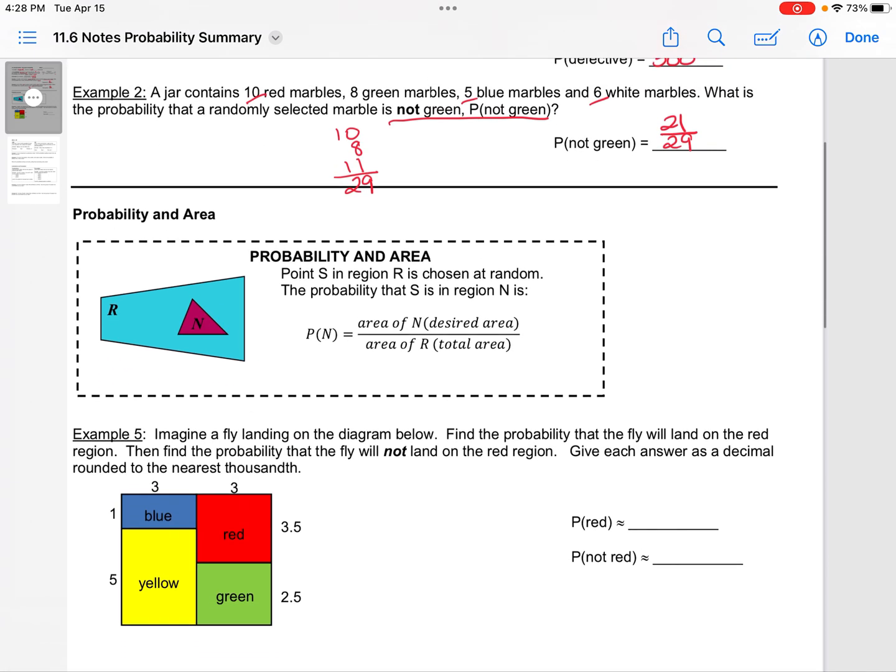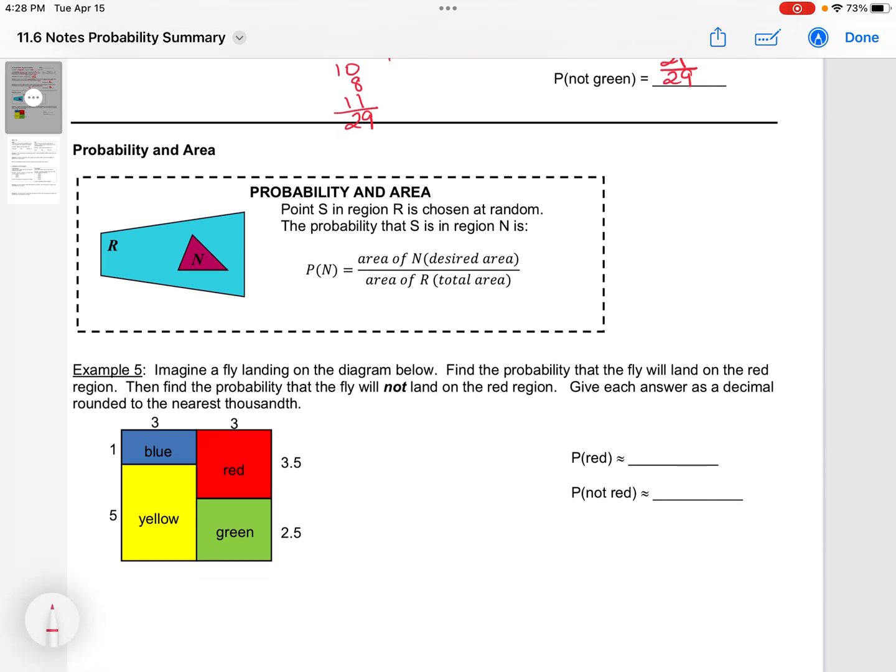Okay, and then when we get to geometric probability, we're talking about the probability that, if random, you would pick a point that was in the triangle N. So the probability of picking a point in N randomly would be the area of N, which is the desired, that's what you want, over R, which is the total area. So that's going to look like a fly landing on the diagram, finding the probability that it will land on the red.